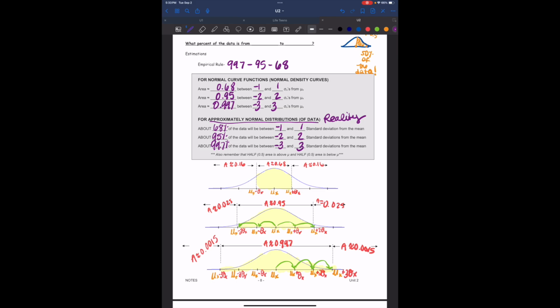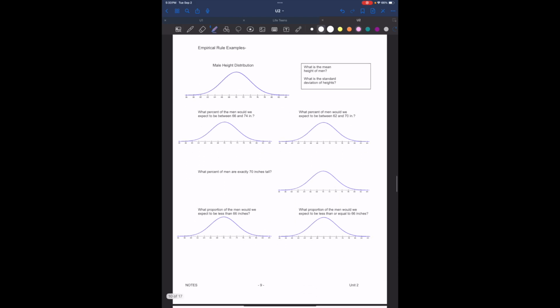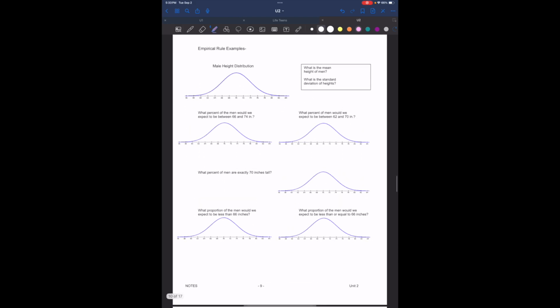The reason this is really helpful is that it lets us make estimations and answer quick questions about data. We're going to practice that in a second, looking at this distribution of male heights.